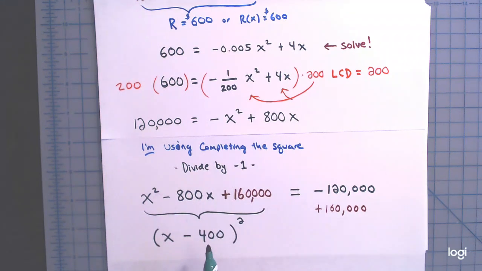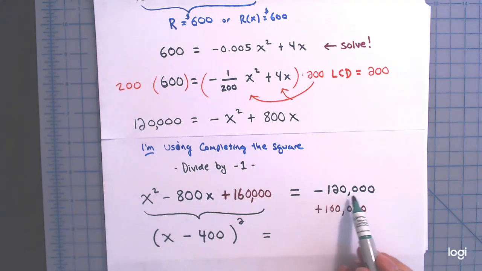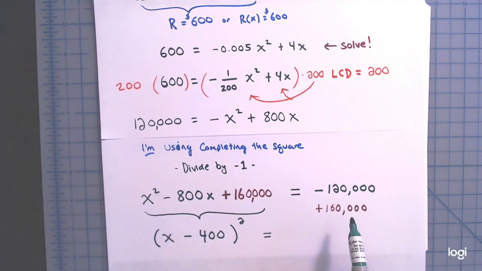And go ahead and check, if you want, take x minus 400, multiply it by x minus 400, do all the foiling and combining like terms, you'll indeed see that you get x squared minus 800x plus 160,000. And then on the other side, I have negative 120,000 plus 160,000, that's positive 40,000.